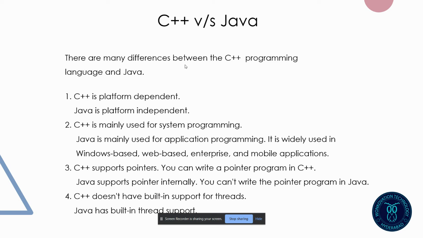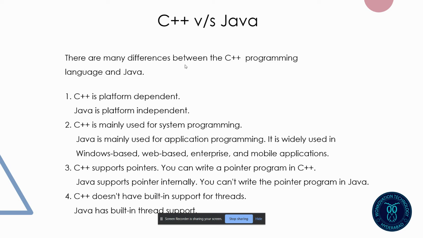C++ supports pointers. You can write a pointer program in C++. Pointers are the variables that are used to access the memory address of other variables in the program. In Java, Java supports pointers internally. Okay, which means Java has restricted pointer support.